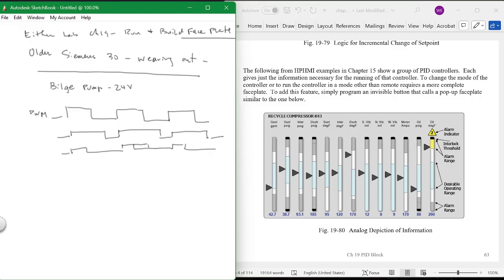Because it's way up here and this is in the yellow range. In other words, it's starting to go south on you. What do you do? Here you have an invisible button around this, which basically, if you click in this area, what does it do? It brings up another pop-up screen that allows you to change all the variables in this PID algorithm. Does that make sense? Because that's what you do.